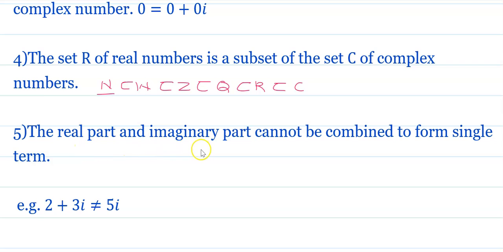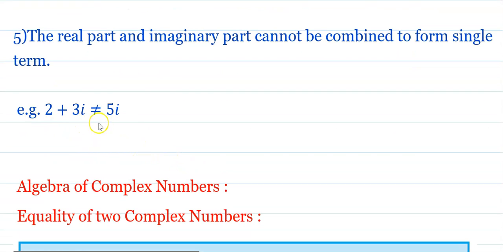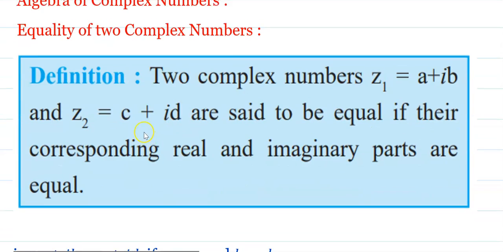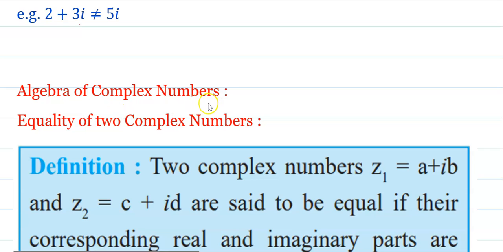The real part and the imaginary part cannot be combined to form a single number. We will never write 2 plus 3i as 5. No. This is the imaginary part, this is the real part. We cannot do this type of addition. Okay. Next, algebra of complex numbers.